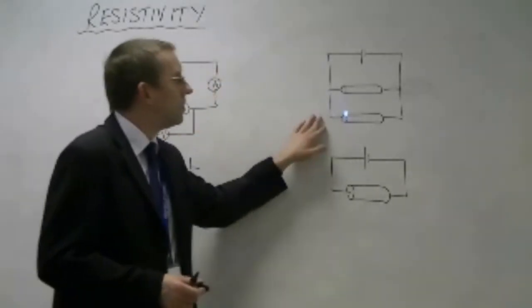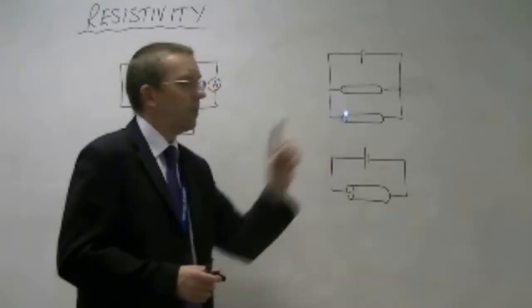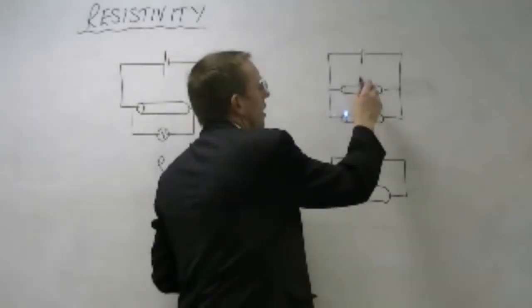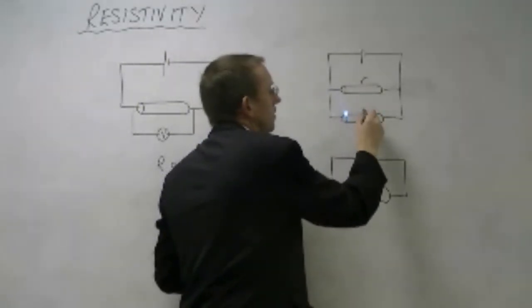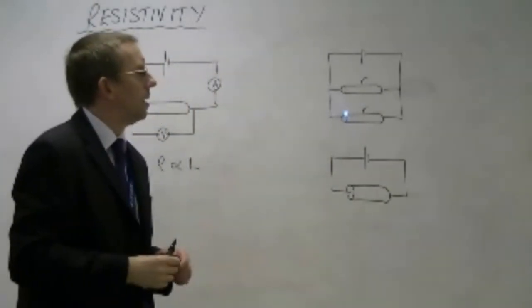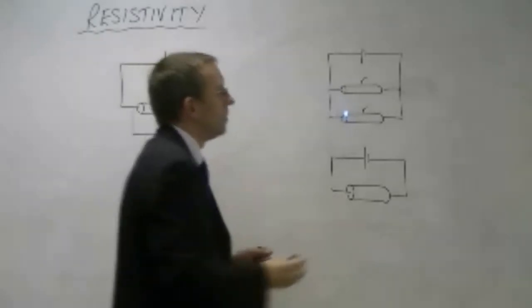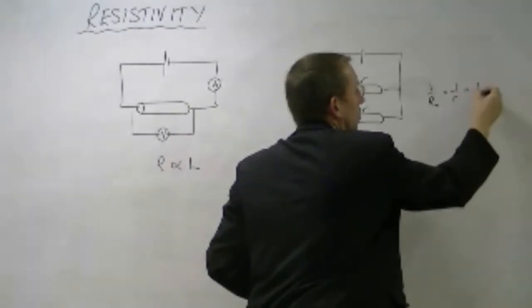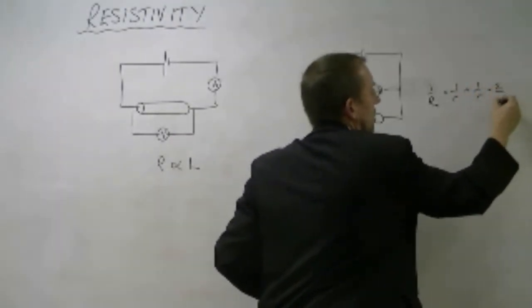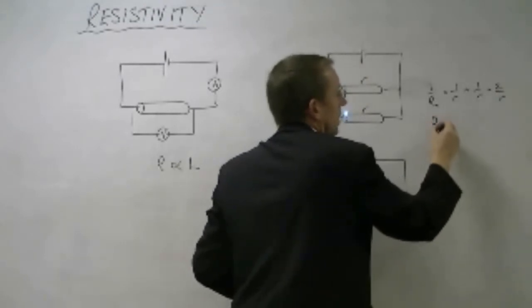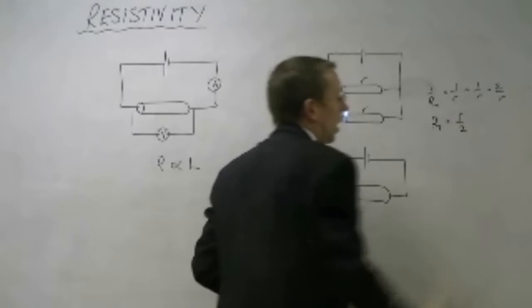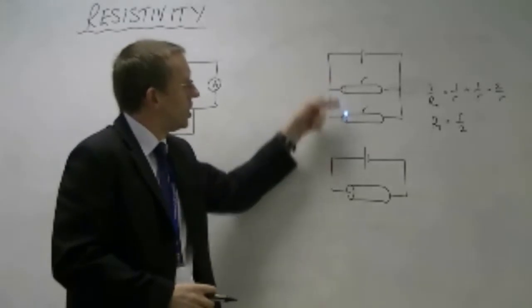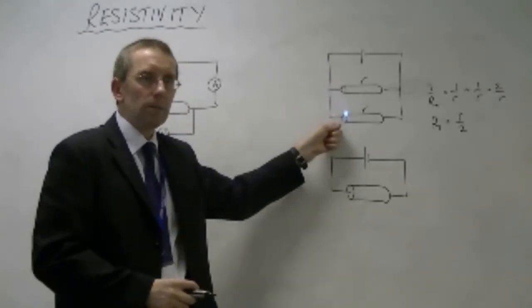Now I want you to think about two pieces of nichrome wire in parallel. The same length, the same thickness, so they both have resistance R. Because they're in parallel, you get 1 over R total equals 1 over R plus 1 over R, which equals 2 over R. So R total is R over 2, a half of R. So by having two of them in parallel, we've got half the resistance.